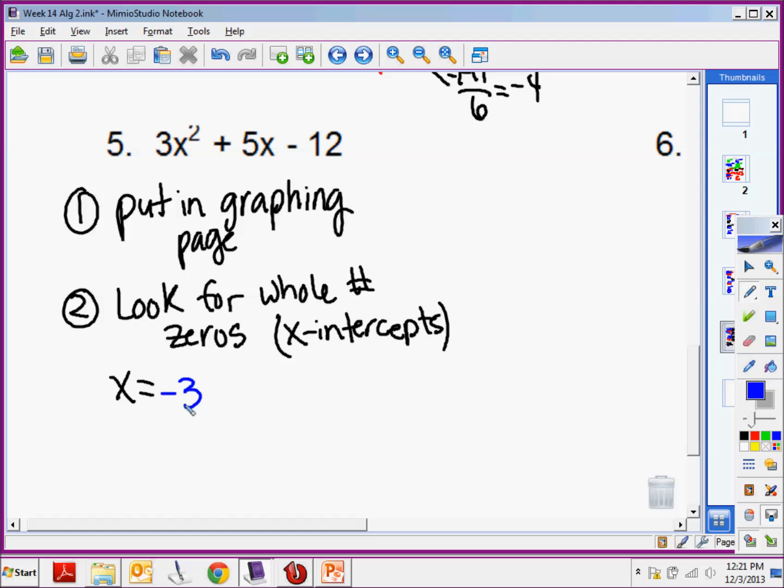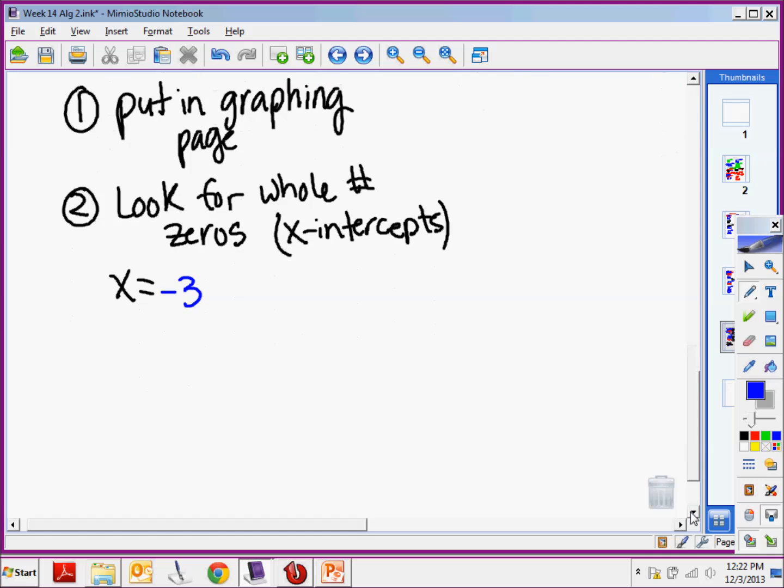So it's x equals negative 3. That's my only whole number one I can see, right? So a fraction. Oh, it's a mixed number. It's a fraction. Maybe I typed mine in wrong. What do you call it?